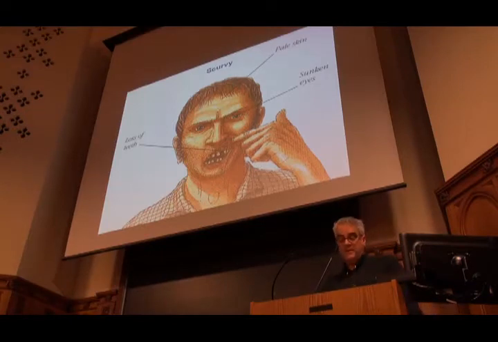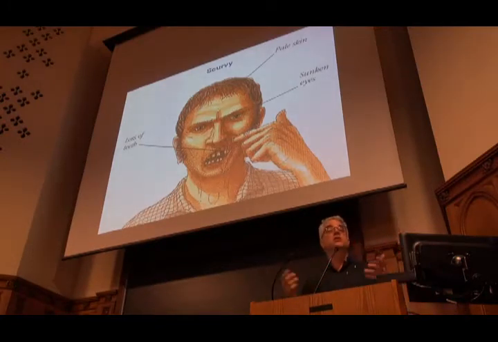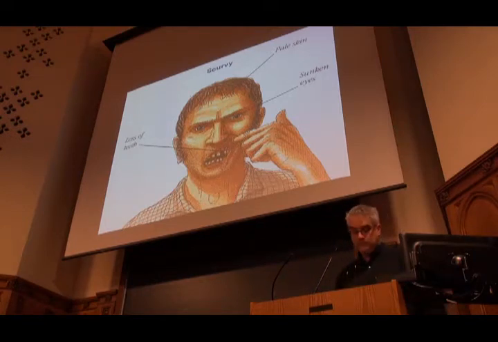And scurvy was at one time very common among sailors who were at sea longer than perishable fruits or vegetables, which are the principal sources of vitamin C, could be stored. So the sailors would set to sea, they would eventually exhaust their vegetable supply, and they'd spend another year on the ship without any access to vitamin C and would develop this condition called scurvy at sea.